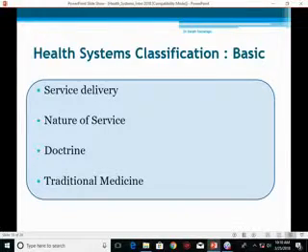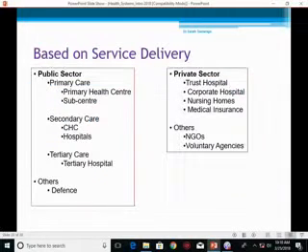So how do we classify depending on the service delivery? Based on the service delivery, we can divide into both public and private, the public sector and the private sector. In the public sector, we have primary care, secondary care, tertiary care, and also some armed forces, the police, who have their own hospitals. The army has its own hospital like that. So that is in the public sector.